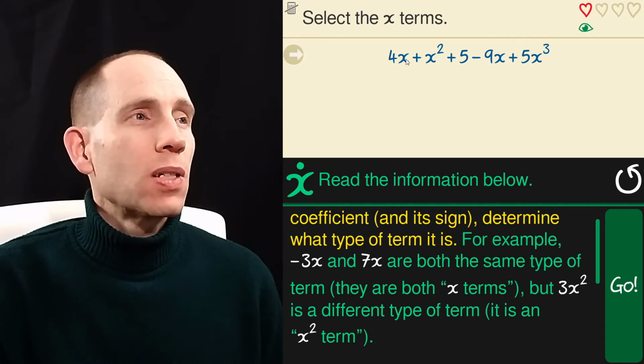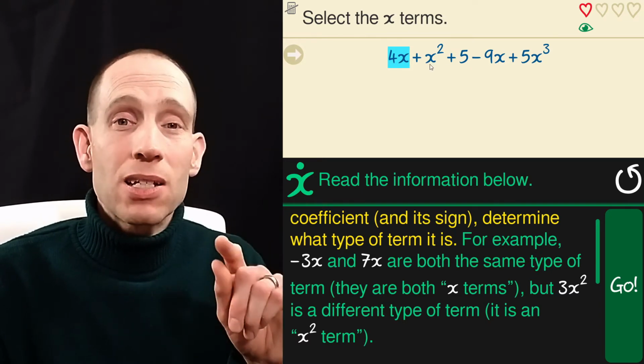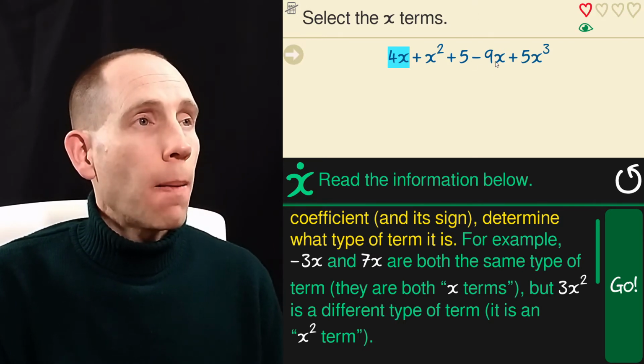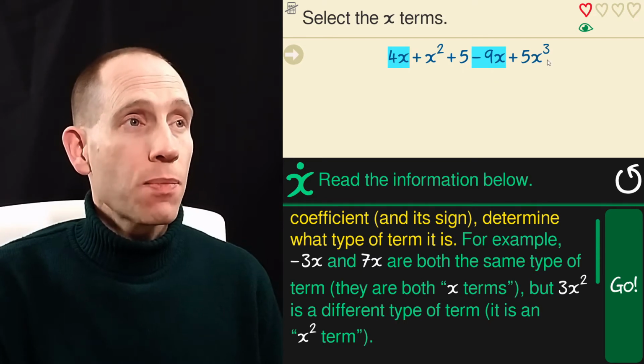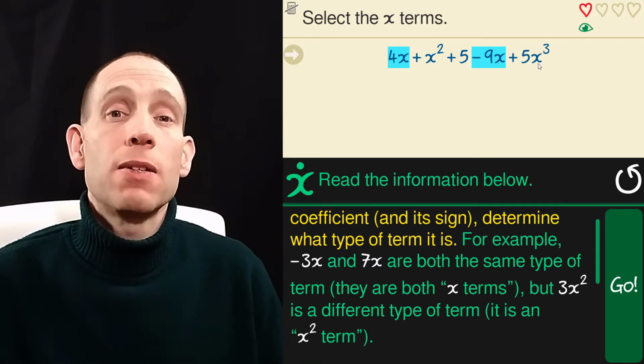So I need to select the x term. How many of these are x terms? This one's got an x, but it's actually an x squared term. 5 is a constant term. I might talk about that in a minute. Minus 9x is an x term, and then this one again, it's got an x, but this is an x cubed, which is different. That's a different type of term.